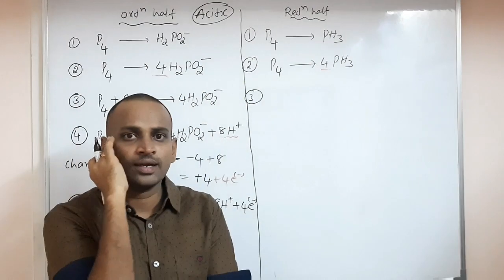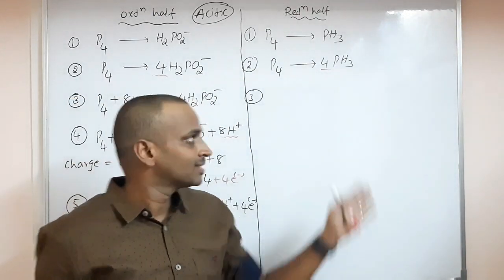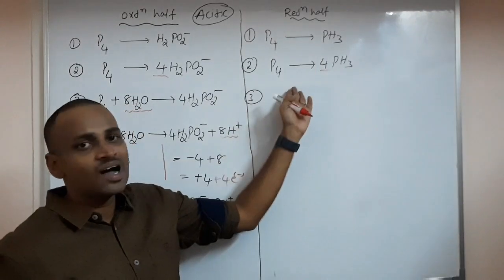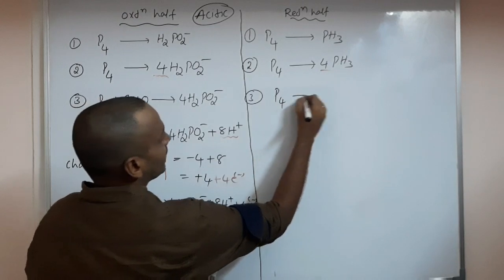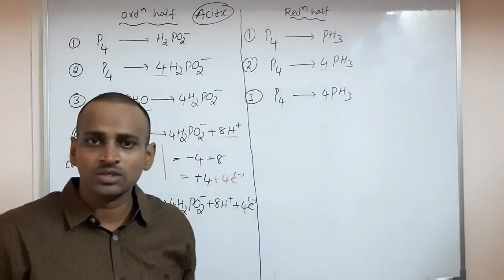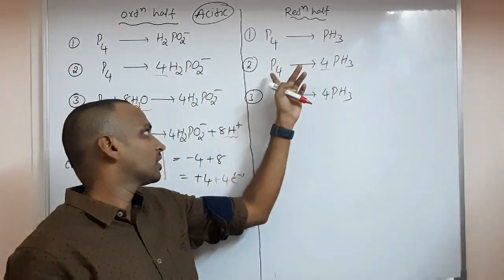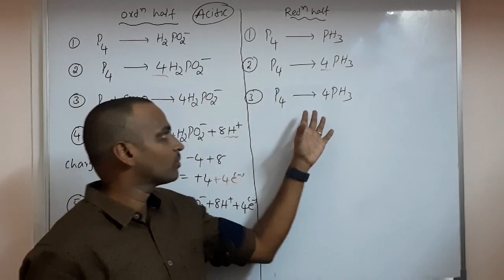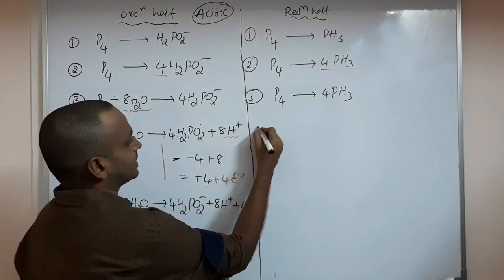Oxygen is not there, so relax. Same as it is right now, because oxygen is not there in this reduction half. So as it is, without balancing of oxygen, you can write P4 gives rise to 4PH3. You may say, sir, you have to balance oxygen. I cannot, because oxygens are not there on either the reactant side or the product side. That's why I am not adding any water molecules to balance oxygen. So the third step is as it is.